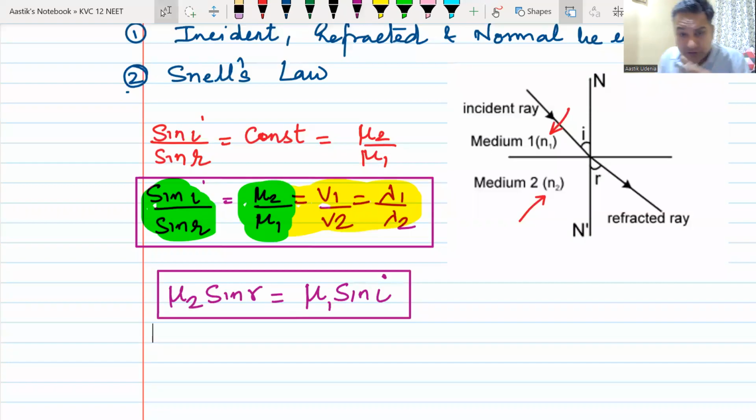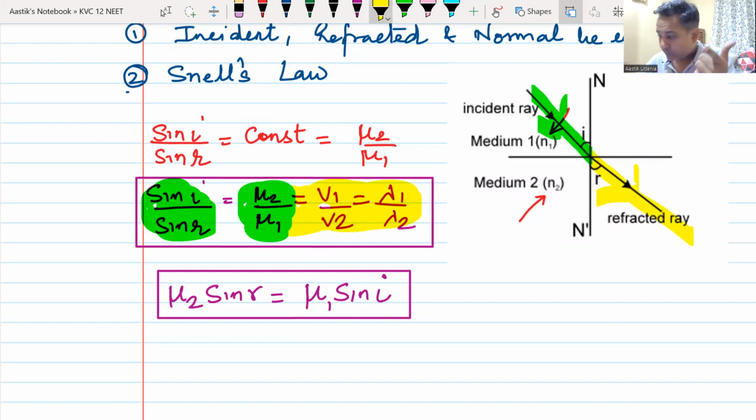Now, do you remember that principle of reversibility? Say, if this is my incident ray, then this is my refracted ray. If I reverse it, my dear friends, this is my incident ray, and that will be my refracted ray. Yes or no?